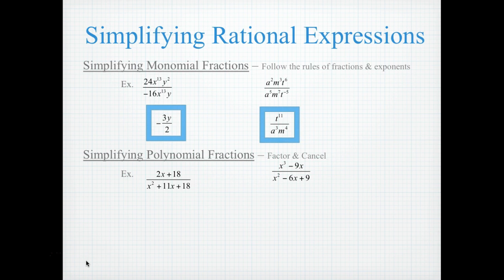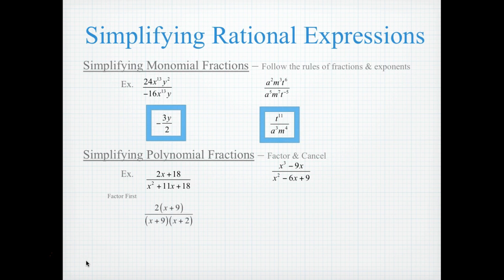Now we move on and get to some polynomials. In the first example, we have 2x plus 18 over x to the second plus 11x plus 18. We have to factor first. We cannot cancel the 18's out. We cannot cancel any x's out. We cannot do anything until we factor first. In 2x plus 18, those two terms are being added. In x squared plus 11x plus 18, there are 3 terms there. We need to factor first before we think to cancel.